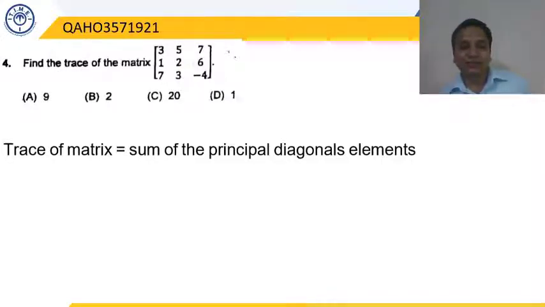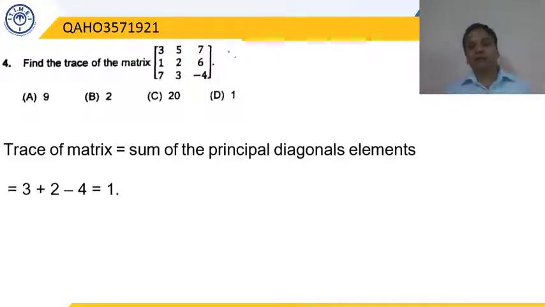So let's add them. When we add them, 3 plus 2 becomes 5. 5 minus 4 gives me 1. So can I say 1 is called the trace of the matrix? That is sum of the principal diagonal elements. So 3 plus 2 minus 4. 5 minus 4 is 1. 1 is the trace. So among the choices, which choice can we mark? It's choice D. We should mark choice D. That's our answer, choice D. I hope this is clear to all.